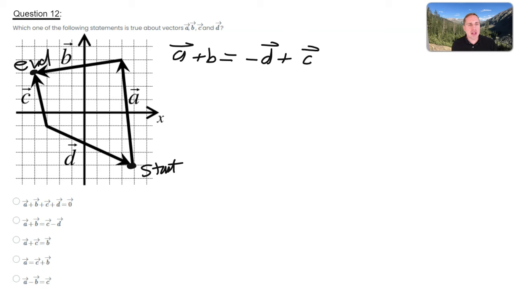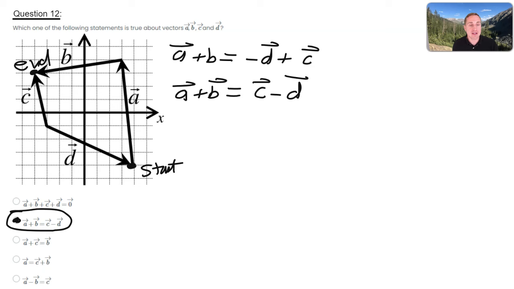But then the question is, which of these is this most closely related to? And I'm actually thinking it's probably the second one, because subtracting a vector is the same thing as adding its negative. So that's vector A plus vector B is equal to vector C minus vector D. Okay, so I think that'd be the correct choice. Hopefully that makes sense. There's other ways you could do this.